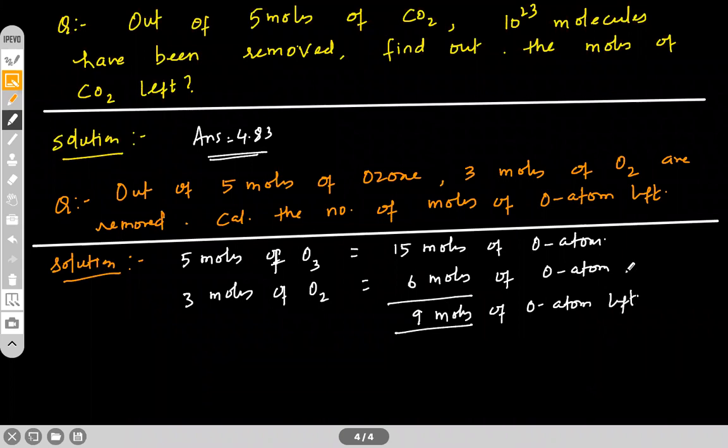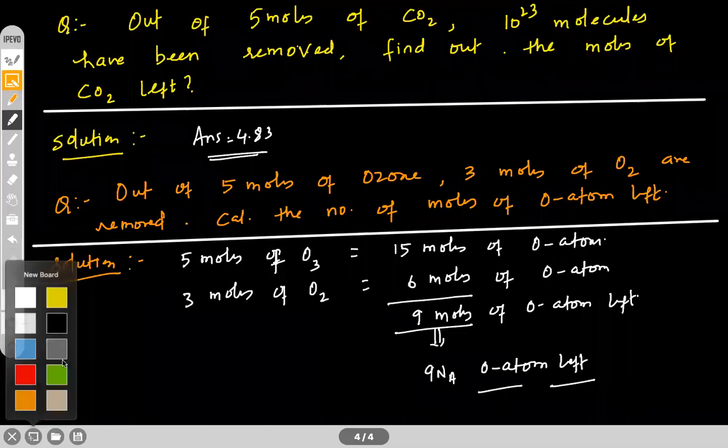If they ask you the number of oxygen atoms left, what is the answer? 9 into Na, because it is moles. So the number of oxygen atoms left will be 9 Na. This is the answer here. Okay, fine. I guess all of you have done this. We'll see some more questions on this, but before that, we'll discuss 2 terms here.